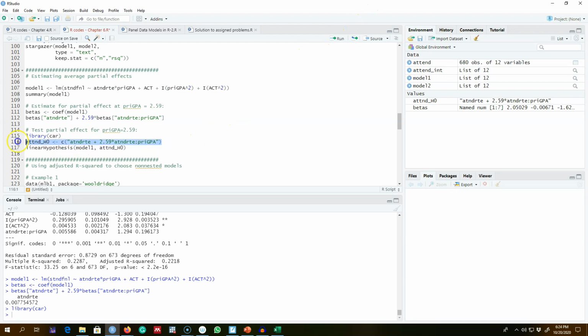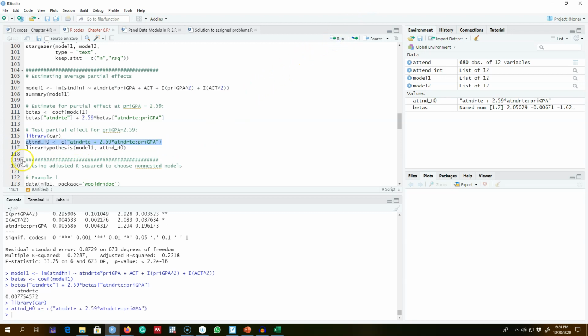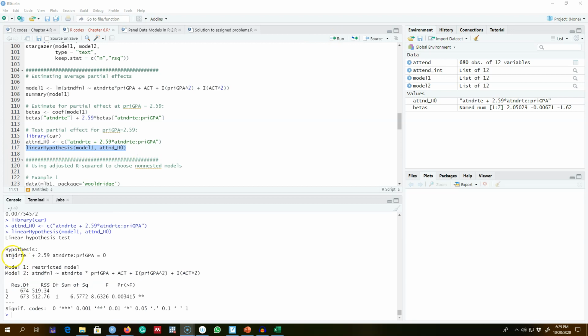So I'm going to save this hypothesis, and then I'm going to pass this hypothesis to the linear hypothesis function. This is my model and this is my hypothesis. Okay, so this is our hypothesis that beta 1 plus 2.59 beta 6, which is the interaction between attendance rate and prior GPA, is equal to 0. And we see that the p-value is 0.003. It's very low, which means we reject the null hypothesis that this term is equal to 0, and we conclude that there is an interaction effect between these two variables.